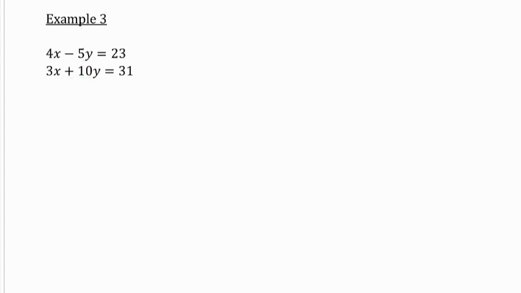So what we're going to do is we're going to take the top equation here, and we're going to multiply it by 2. Okay, and I'm going to distribute to all three of these things. So 2 times 4x is going to give me 8x. 2 times -5y is going to give me -10y. And 2 times 23, after my equal sign, would give me 46.